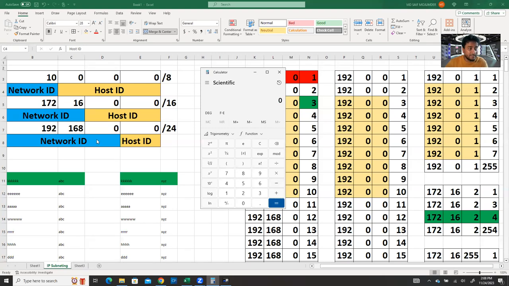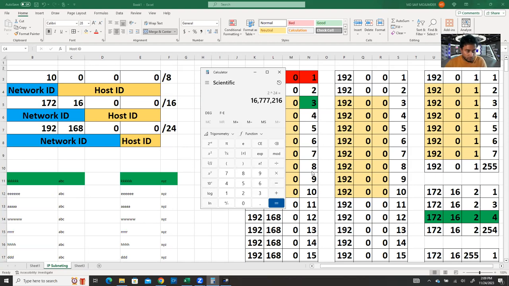Now we're going to calculate for class C. In class C, 3 octets define the network. So to calculate how many networks you can have with class C, the formula is 2 to the power n, where n is 24 bits defining the network. That means 16 million networks you can create with class C. But how many hosts can you have? How many IPs can you assign to your devices with this network?